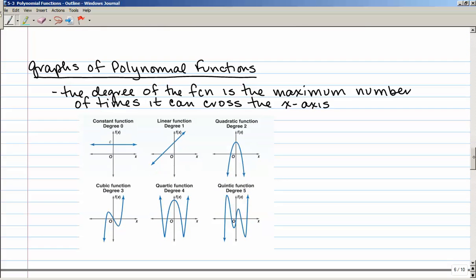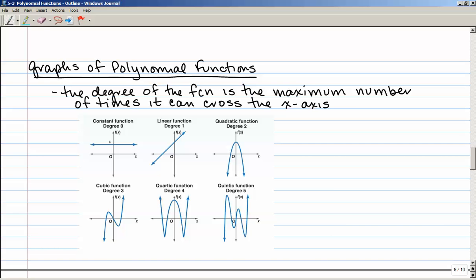Now, graphs of polynomial functions. Let's take a look at this. And this is a little chart from your textbook. So the important thing here is that the degree of the function, in other words, the biggest exponent in the function, is the maximum number of times that that function can cross the x-axis when it's graphed.